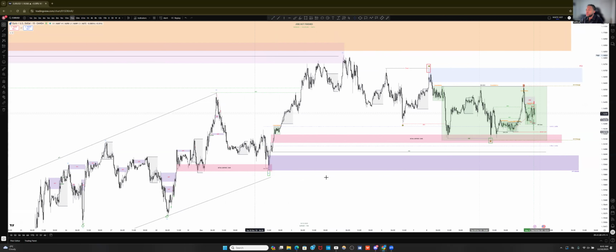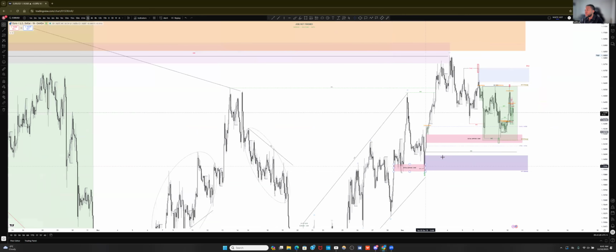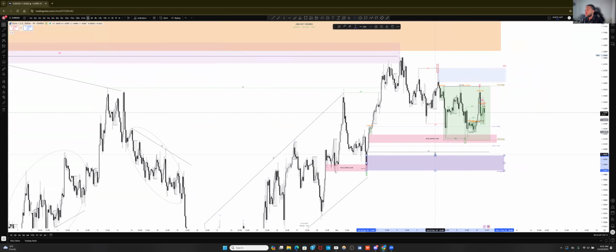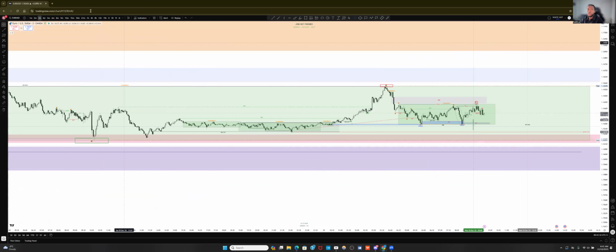So the narrative is still unfolding. So we don't want to jump the gun and try to predict what trade we should get into right now. Not every day is a trading day.